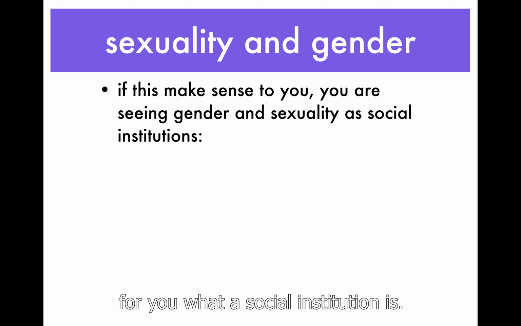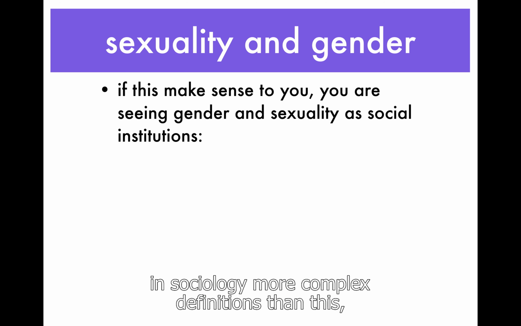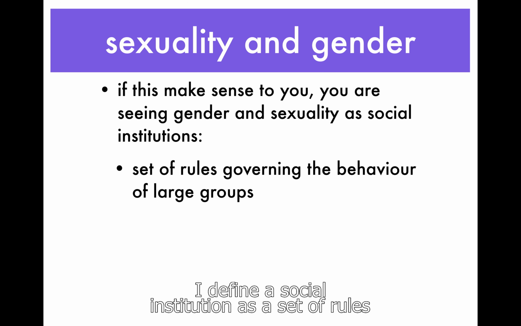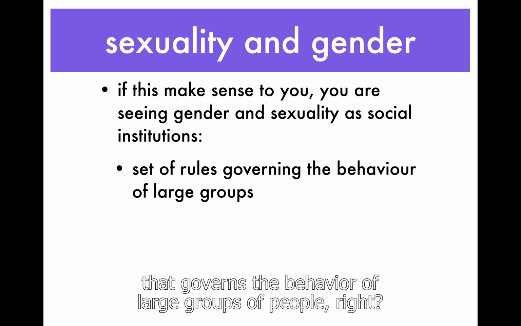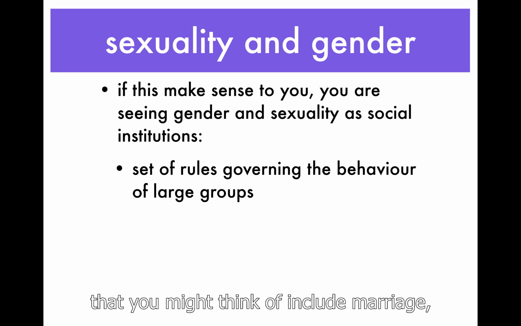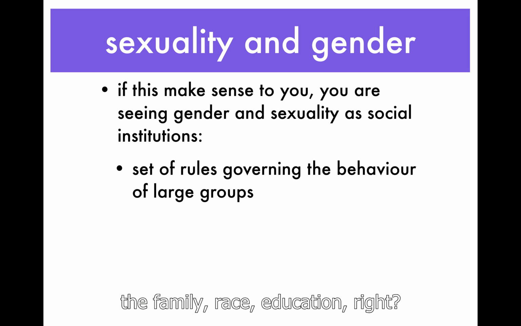Right, so I want to define for you what a social institution is. I have a very simple definition. Sometimes you'll hear in sociology more complex definitions than this, but I think a simple one is useful for us today. Right, I define a social institution as a set of rules that governs the behavior of large groups of people. Right, so other social institutions that you might think of include marriage, the family, race, education, right?